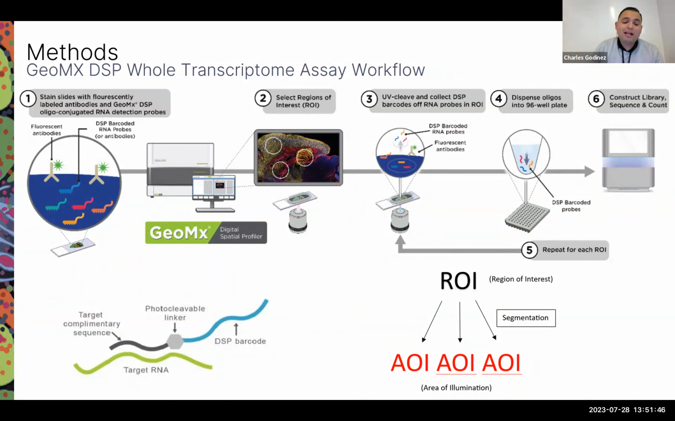The next step is to prepare libraries from the individual AOIs and sequence the libraries to determine gene expression in these specific areas. Because segmentation relies on morphological markers, antibody selection is an important aspect of experimental design.